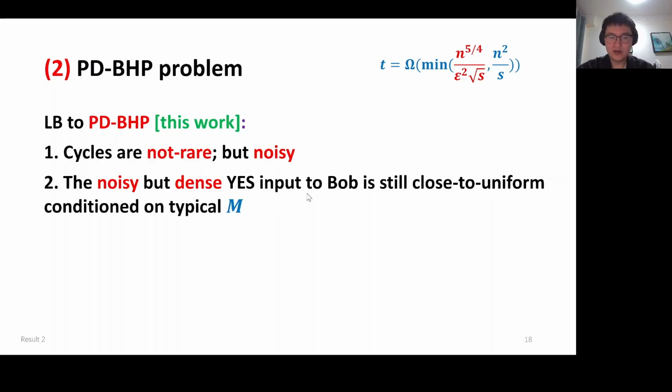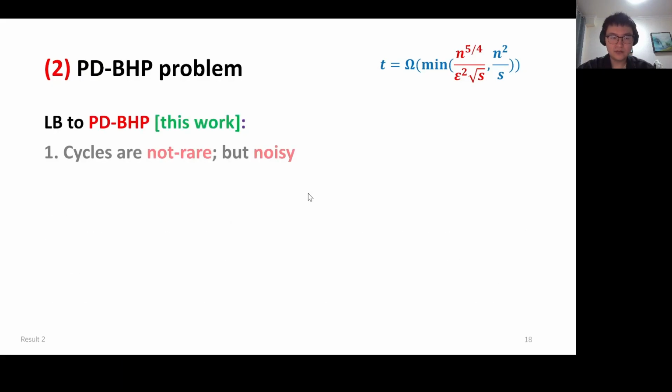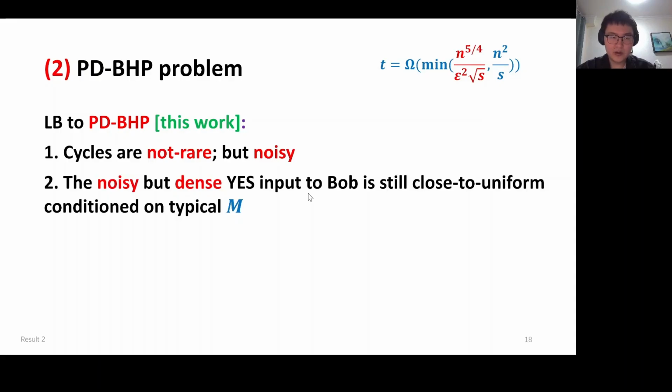In our setting, there may be a lot of cycles because the length of each block may be very large. But we don't care about cycles anymore because the input graph is noisy. In the second step, we show that the noisy but dense yes input to Bob is still close to uniform, conditioned on a typical M. Our proof in spirit follows the idea of KKS 15, but there are technical challenges in our setting that we skip here, such as those in bounding the Fourier coefficients.